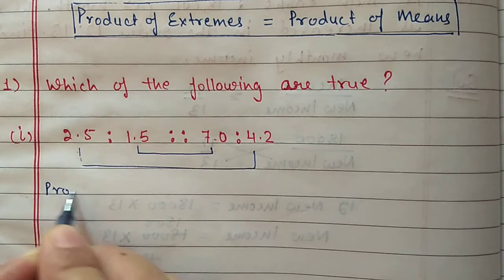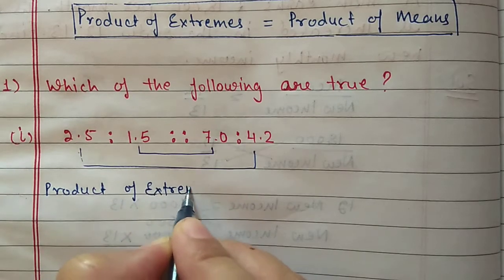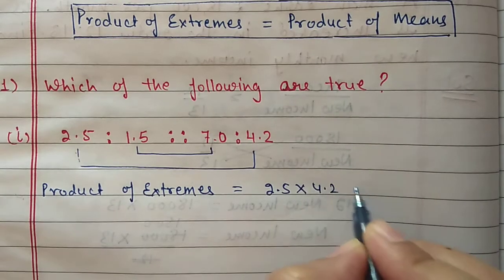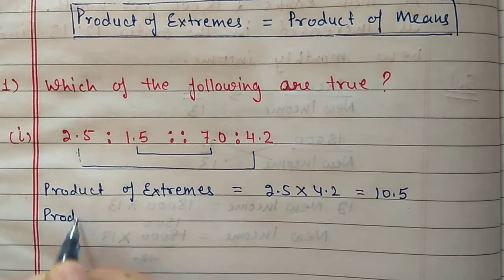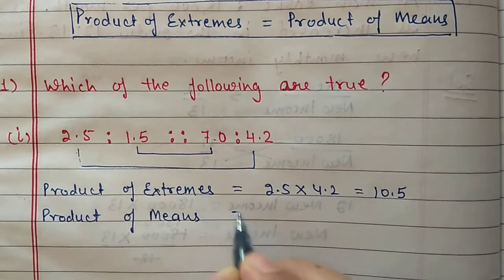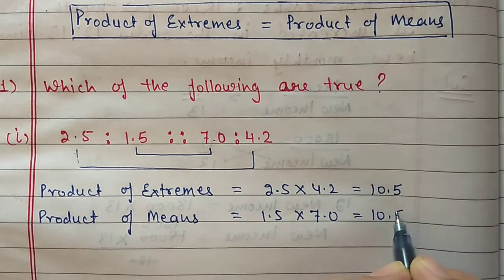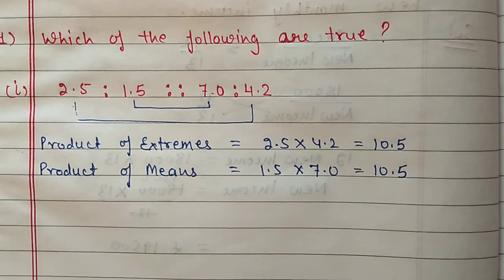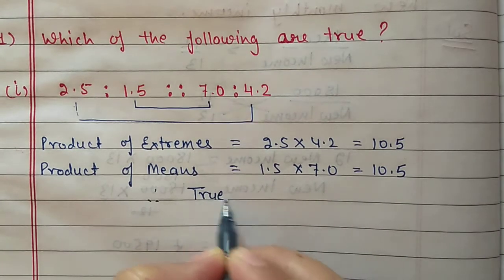So product of extremes: multiply 2.5 into 4.2, then you will get 10.5. Then product of means: 1.5 multiplied by 7.0. This also after multiplication you will get the same, because product of means and product of extremes are coming the same. Therefore this statement is true.